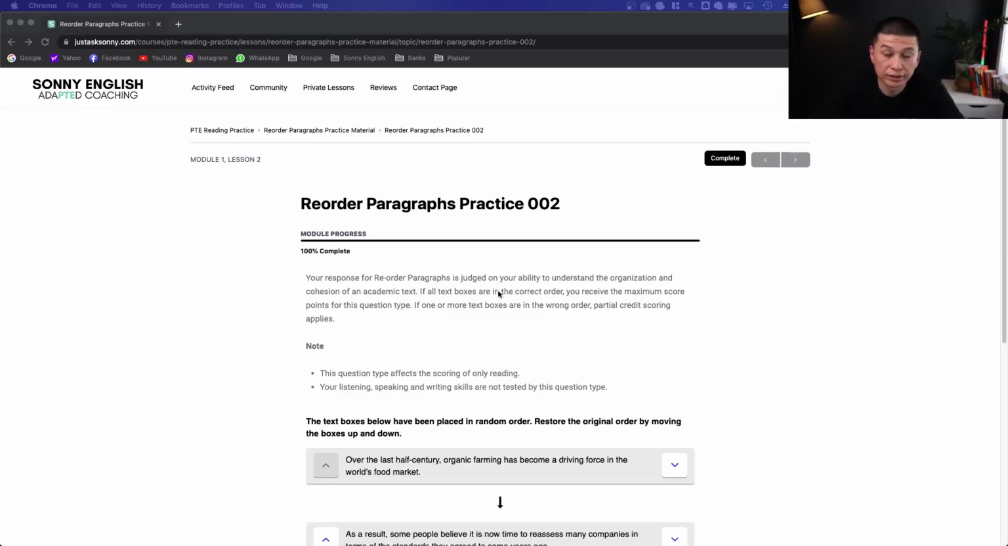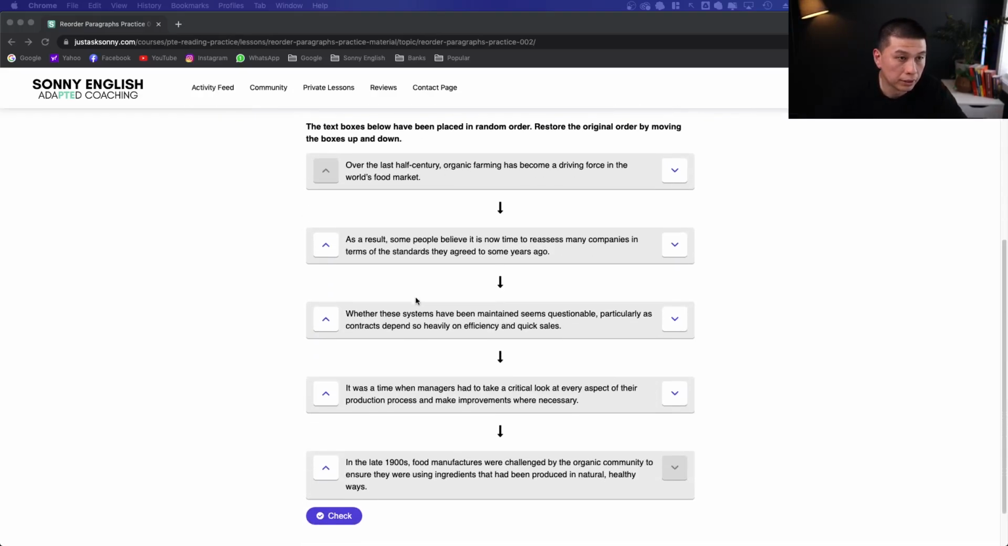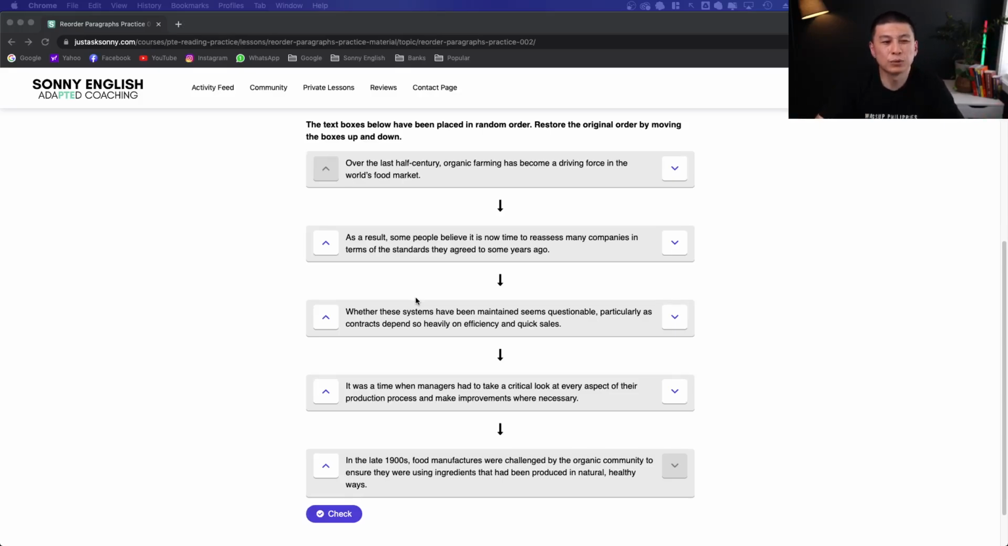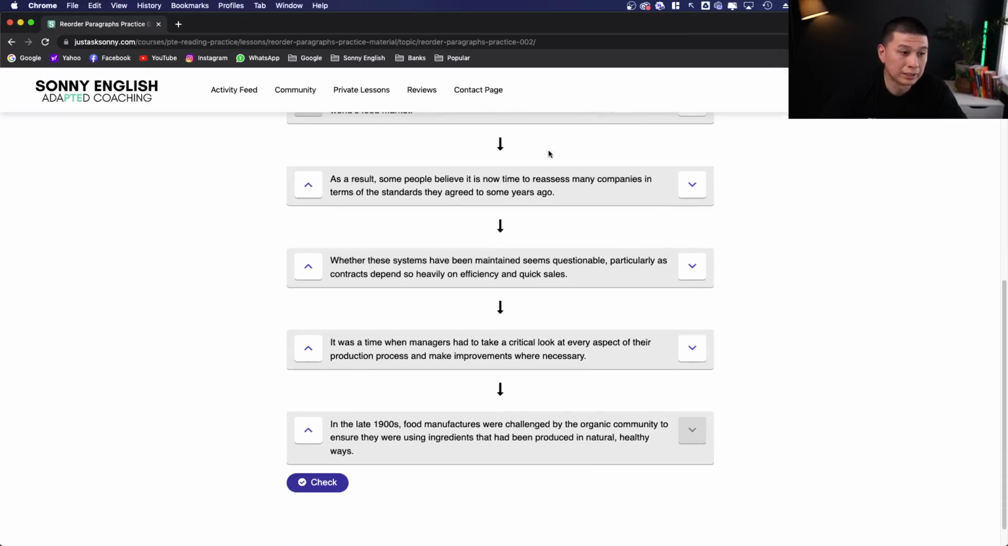All right, let's get started. So this is the reorder paragraphs number 2. We're on number 2 right now. And let me scroll down here. As you can see, when we're dealing with the reorder paragraphs, I can only zoom in one time. How come it's not zooming? Let me try it again. There you go. One time.